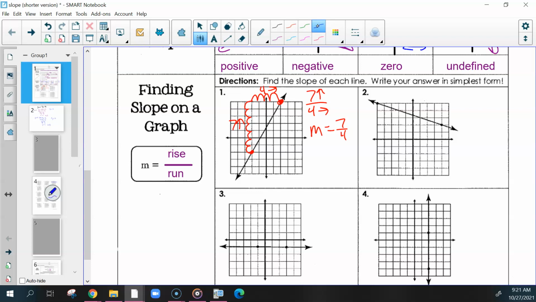But if we went the other way, so let's say we started at the top, so now we're looking at it right to left. I cannot go up in this, so I would have to come down. And then I would have to go left. So that would be a -7 over a -4, which would still give me the positive 7/4. So you can do it either way. It's just your preference.